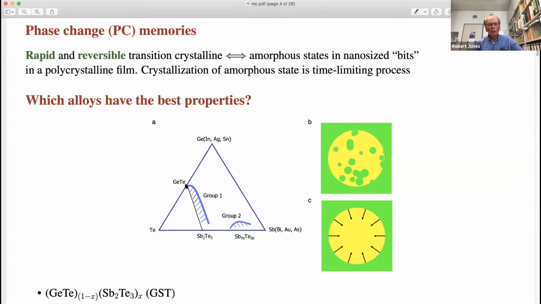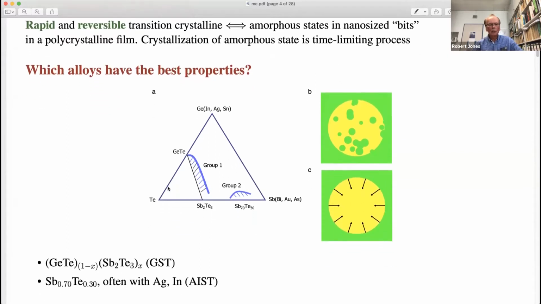Firstly, there is the line joining GeTe and Sb2Te3. These are alloys of this form here, starting at one end, going to the other, and something in between. In this region, we have what people call group 1. These are the GST materials. And we have another region here, which is predominantly antimony, Sb70, tellurium 30. In this region, there is also favorable behavior, often with silver or indium, and we call this AIST.